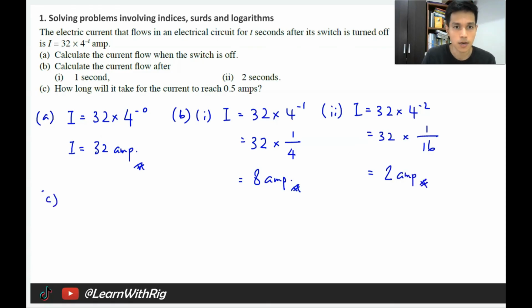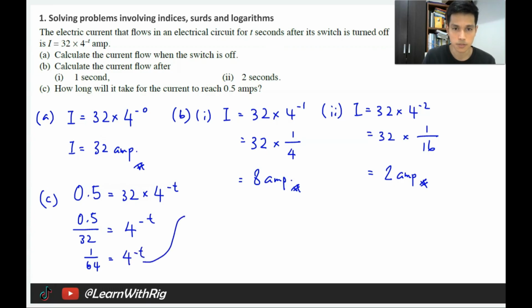Alright, last question. How long will it take for the current to reach 0.5 ampere? Now they gave you the current. So 0.5 equals 32 times 4 power negative t. You want to find the time, so you must first shift the 32. When you shift 32, you get 0.5 over 32 equals 4 power negative t. So 0.5 over 32 is 1 over 64.